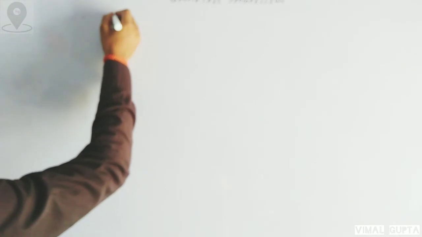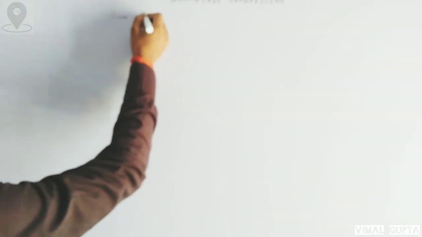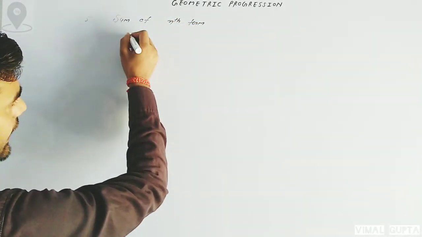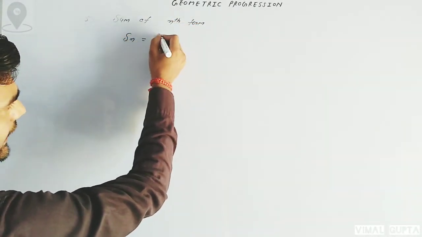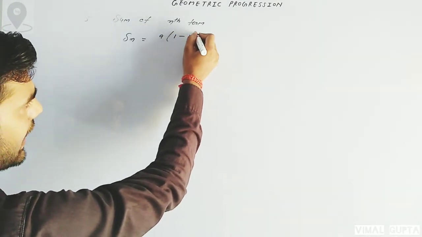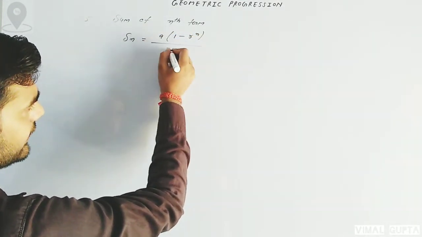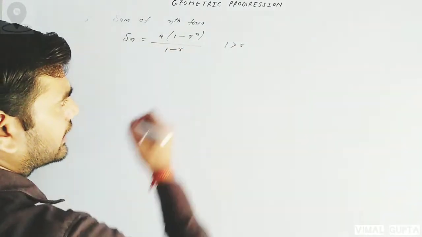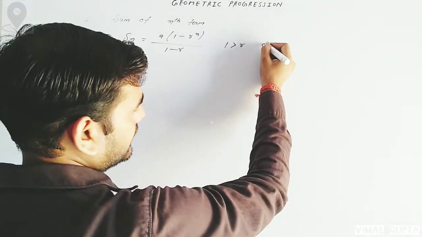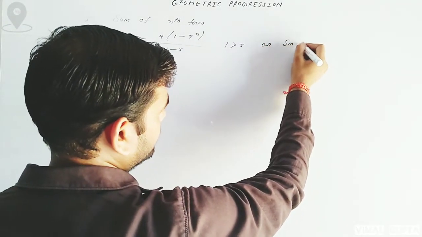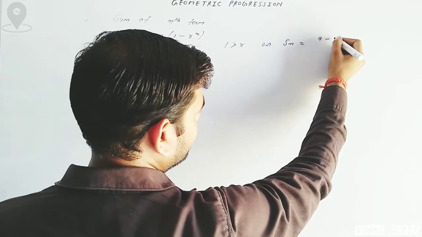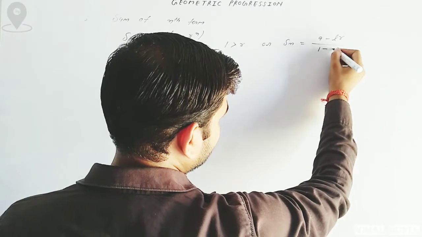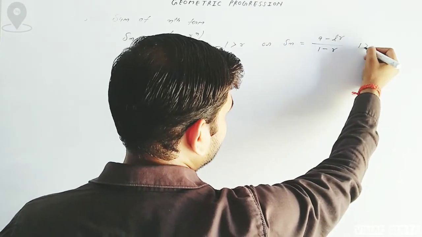Fifth is sum of nth term. Sn is equal to a (1 minus r power n) divided by (1 minus r), when 1 is greater than r, or Sn is equal to (a minus lr) divided by (1 minus r), when 1 is greater than r.